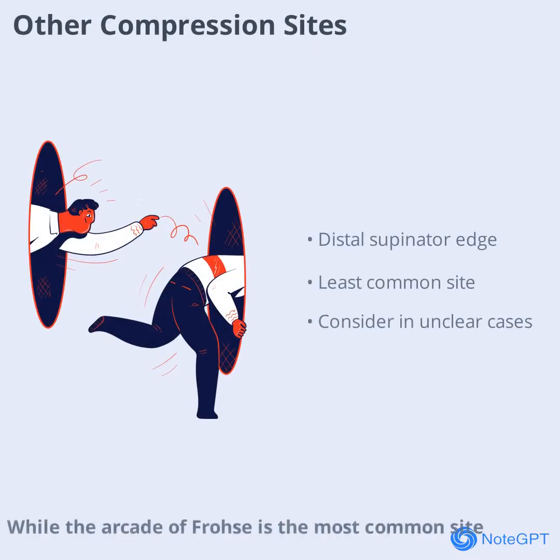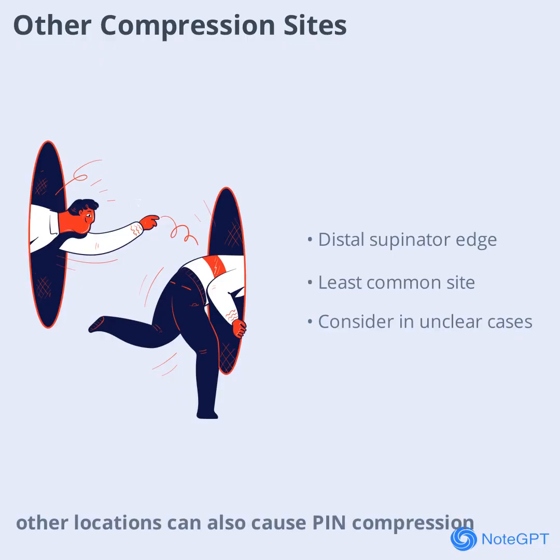While the arcade of Frohse is the most common site, other locations can also cause PIN compression. The distal edge of the supinator muscle at the nerve's exit is the least common site but still clinically significant. Compression at this point can result in similar symptoms and should be considered, especially in patients who do not have obvious lesions at more proximal sites. Recognizing these less common sites ensures a thorough evaluation and prevents misdiagnosis.